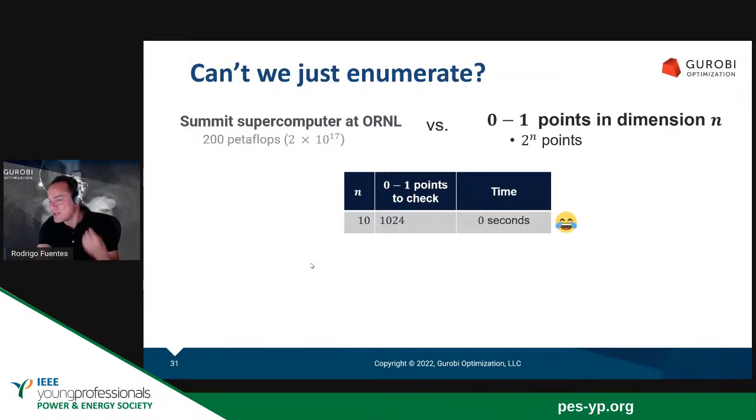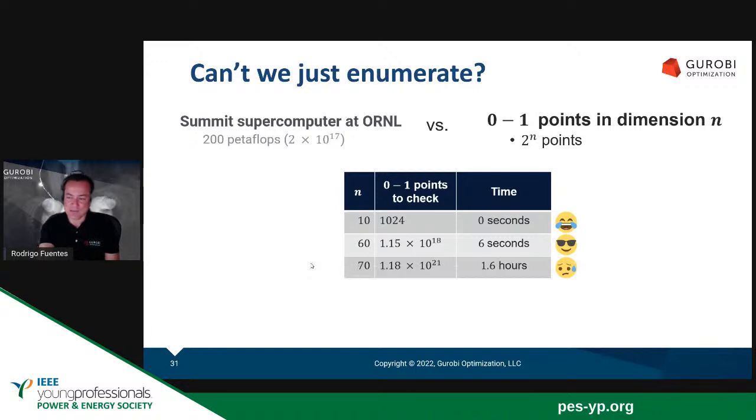Now, if we increase the number of points, let's say we have 60 points. Now we have more combinations to check, right? We will have 1.15 times 10 to the power of 18. That will take 6 seconds to this super fast computer. Let's say that we increase now just a little more. Let's add 10 more points, 70 points.